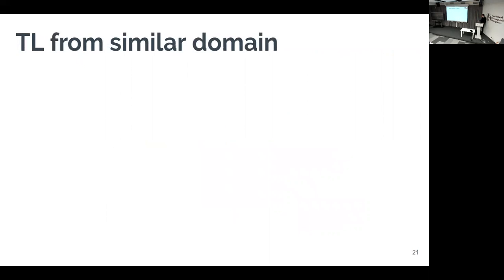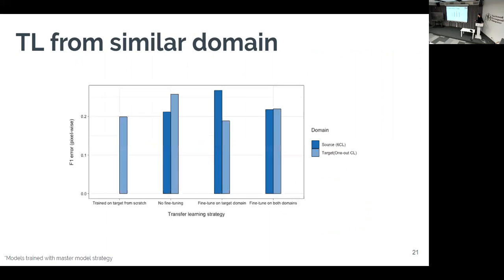Now for transfer learning from similar domain, we expanded the previous experiment. So here, source domain again is 6 cell lines, and target domain is 1 left-out cell line, the 7th cell line. And we perform this for each of the cell lines and then average the results. So this bar shows the model that was trained from scratch. So no transfer learning. This will be our sort of evaluation baseline. Could we achieve better result with transfer learning?